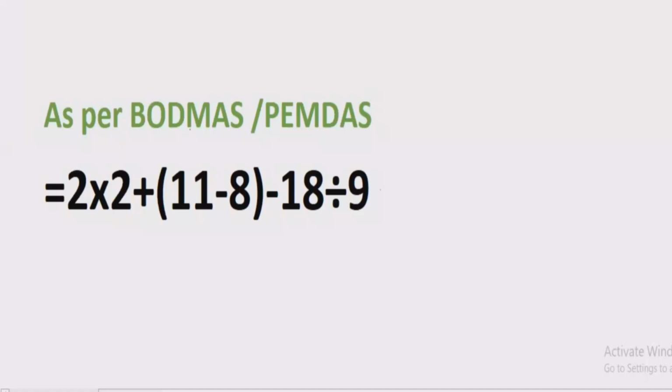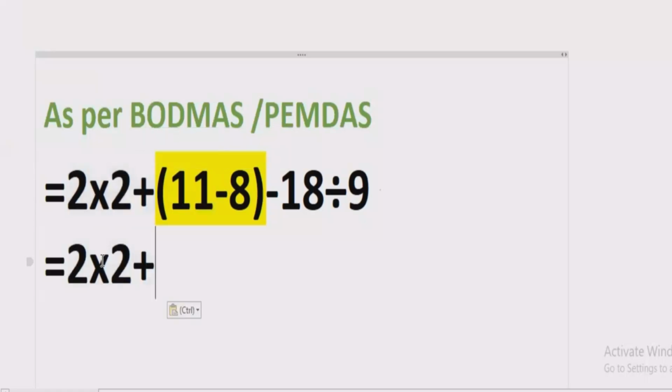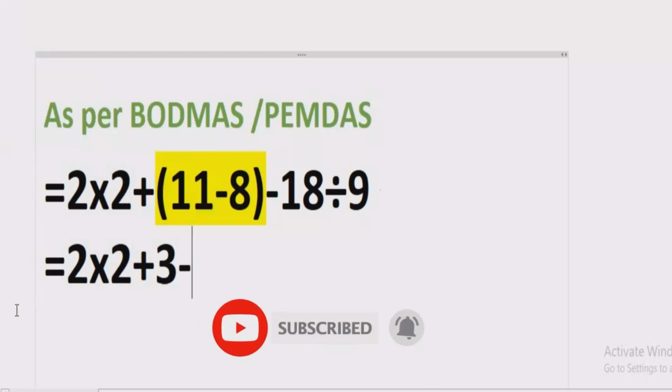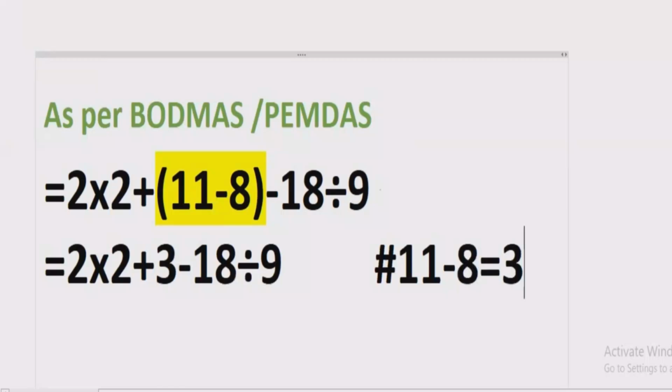As you can see, we have this expression. According to the BODMAS and PEMDAS rule, first we have to solve this part, which is 11 minus 8, which is the bracket. So first we solve this part, and the other things we will write as it is. 11 minus 8 equals 3, minus 18 divided by 9. We write it as it is, because first we have to solve the bracket. So 11 minus 8 equals 3.